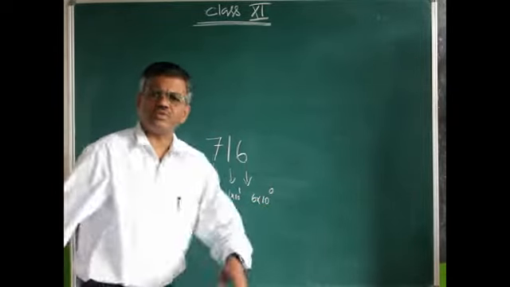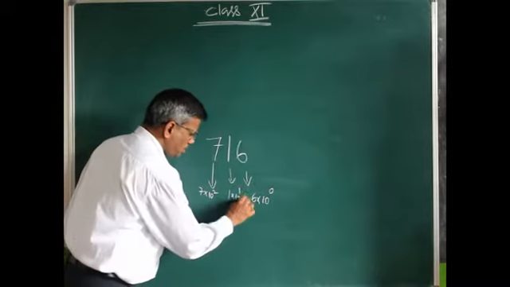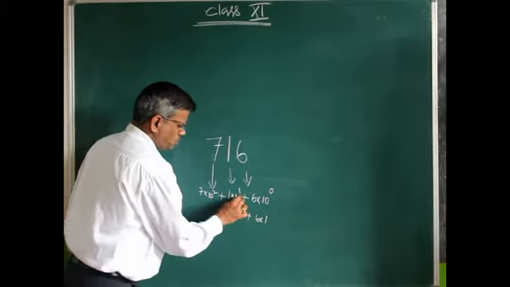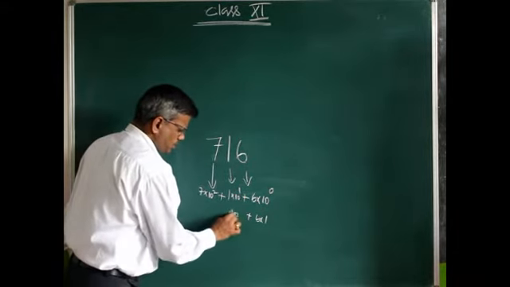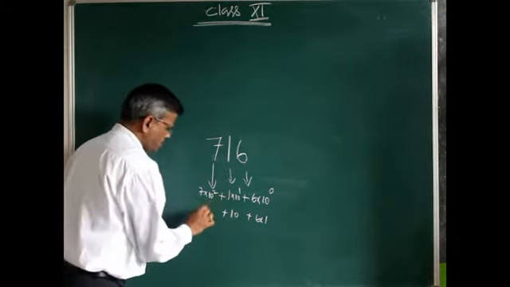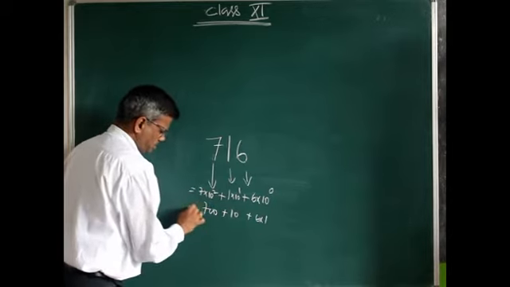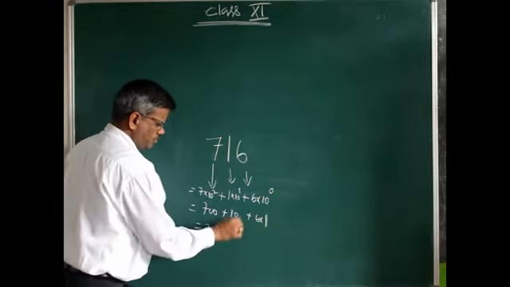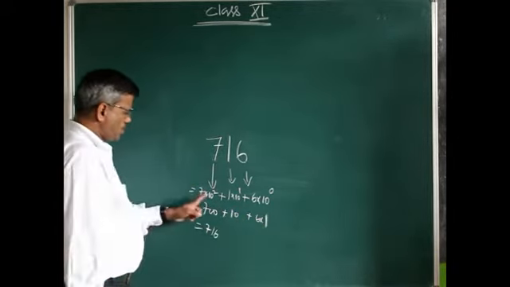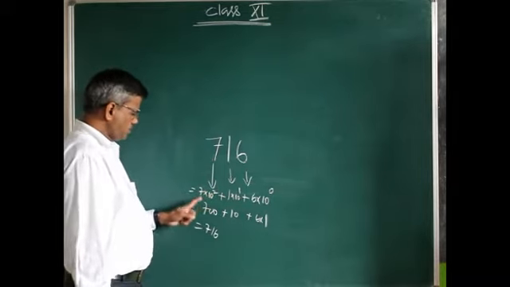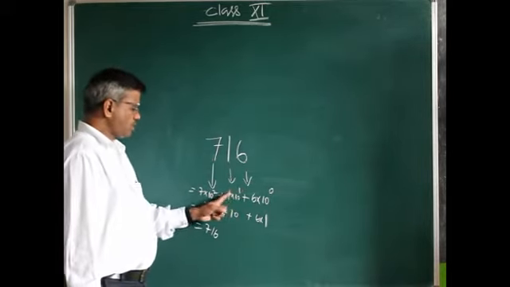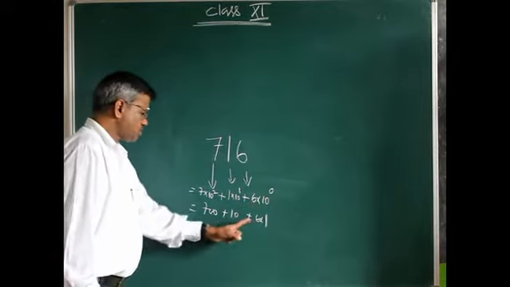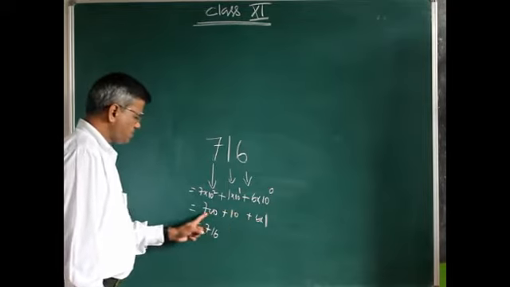Any number raised to the power of 0 is what? 1. 6 into 1 is 6. 10 to the power of 1 is 10. 1 into 10 is 10. 10 square is 100. 100 into 7 is 700. 10 square is 100, 100 into 7 is 700. 10 to the power of 1 is 10, 1 into 10 is 10. 10 to the power of 0 is 1, 1 into 6 is 6. 6 plus 10 is 16. 16 plus 700 is 716.